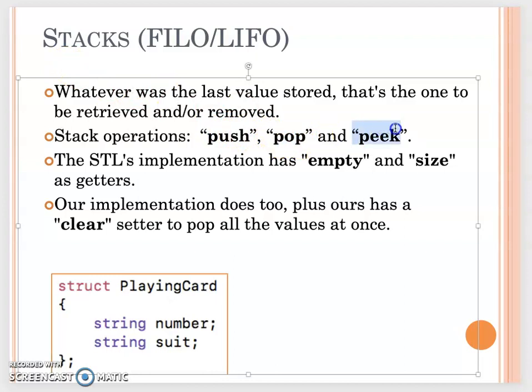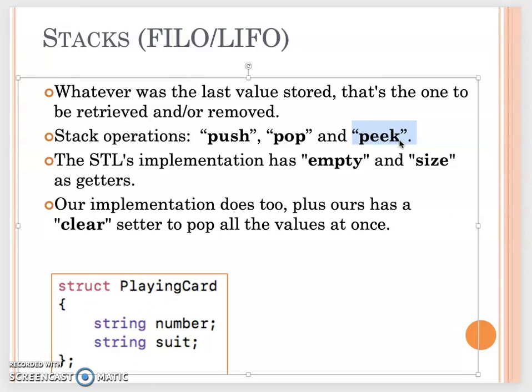The other one is, I just want to take a peek. I just want to see which one is the newest object in the stack. Sometimes they either return the copy or return the reference. So that's the peek. The stack implementation also has two other getter functions.